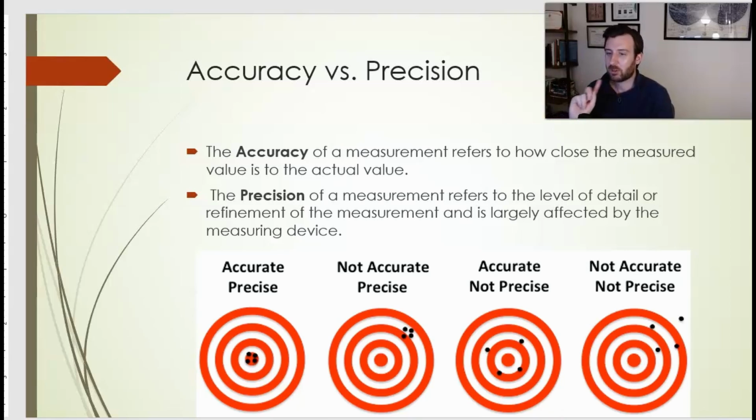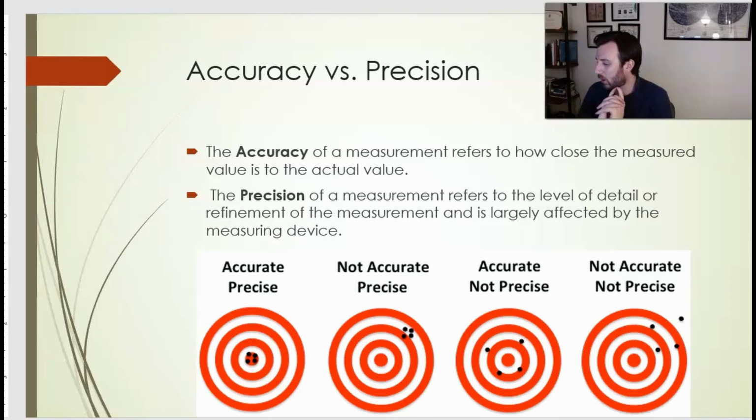Let me pause here for a moment. I just want to check in. Does anybody have any questions about what it means to be accurate and precise, not accurate and precise, any other combination, or how error plays in this story? Yeah, no, good. So let's do an example.